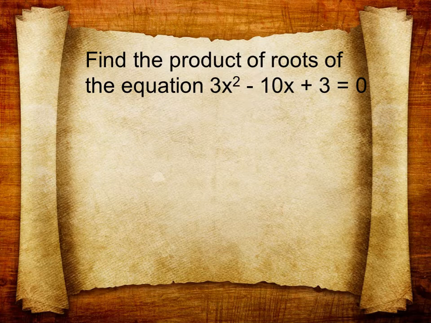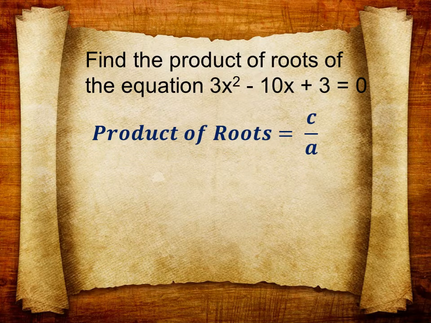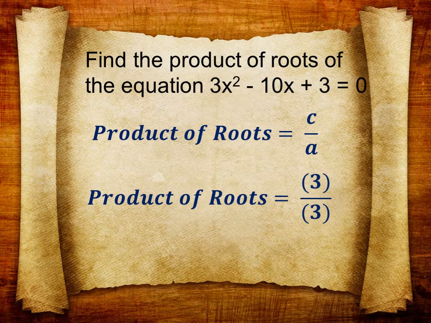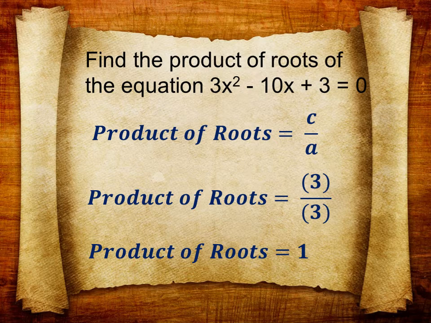example is find the product of roots of the equation 3x squared minus 10x plus 3 equals 0. So our formula for product of roots is c over a. And what is our c? It's 3. And what is our a? And again, it is also 3. So it is 3 over 3. Then simplify because you can simplify it. So the product of roots is equal to 1.